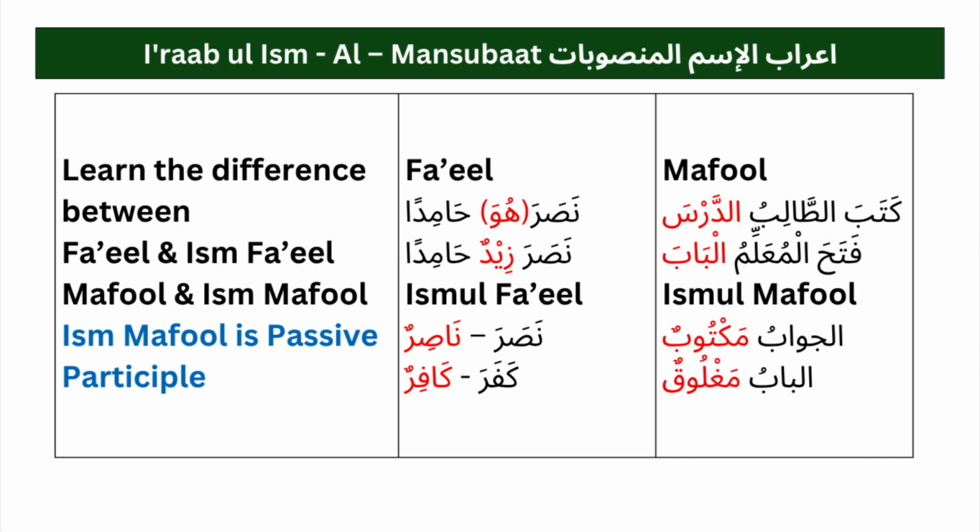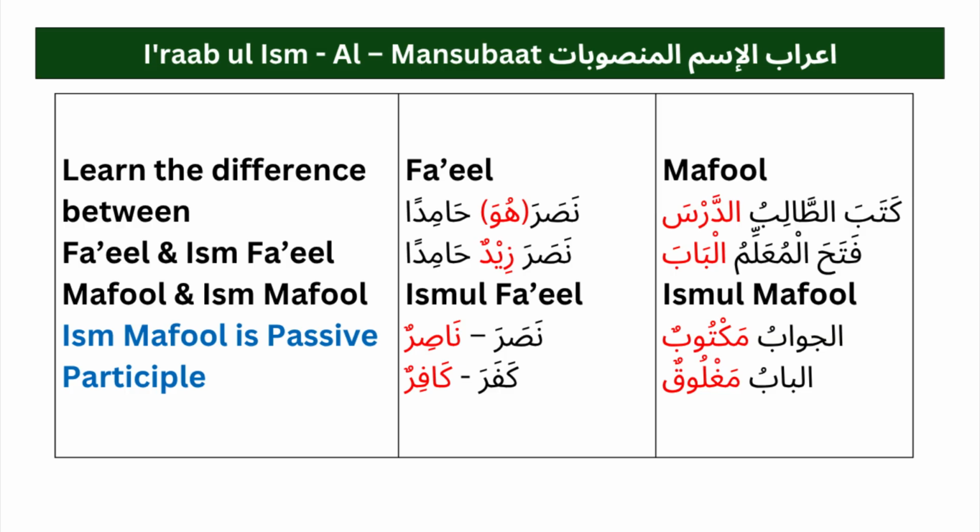Let us begin with the first distinction, fa'il and ismul fa'il. The page gives the title very clearly. Learn the difference between fa'il and ismul fa'il, and also between maf'ul and ismul maf'ul. When we speak about fa'il in sentence grammar, we are talking about the doer of the action in the sentence. In other words, the one who actually performs the verb.